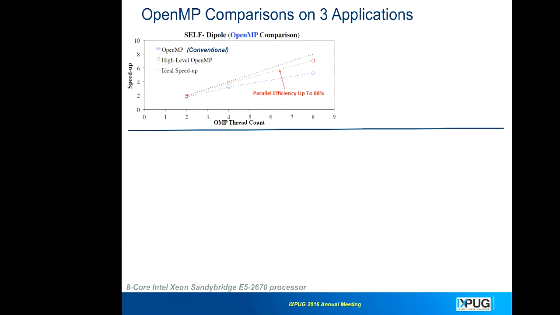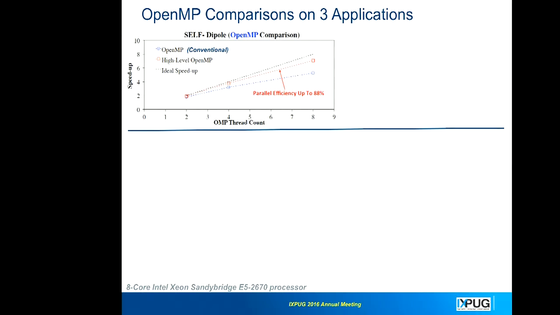So here is one of the first codes that I worked on. It was a spectral elements library in Fortran. It's a spectral elements method, and I worked on a dipole example. He had it originally just in conventional OpenMP, and he was like, oh, can you speed this up? And I was like, sure, let me try it.